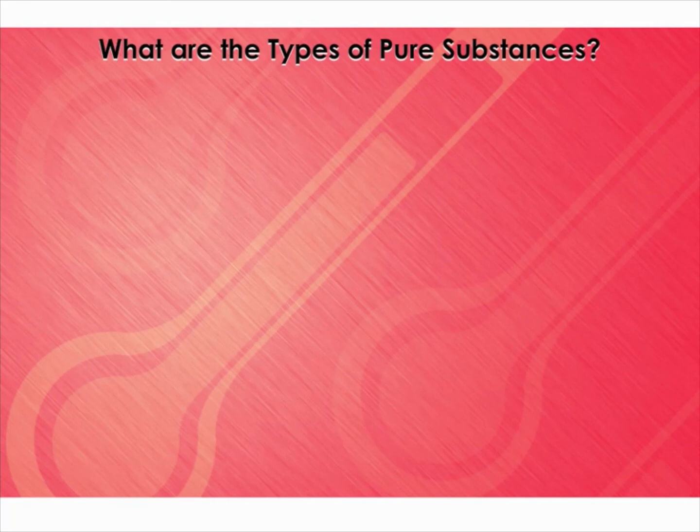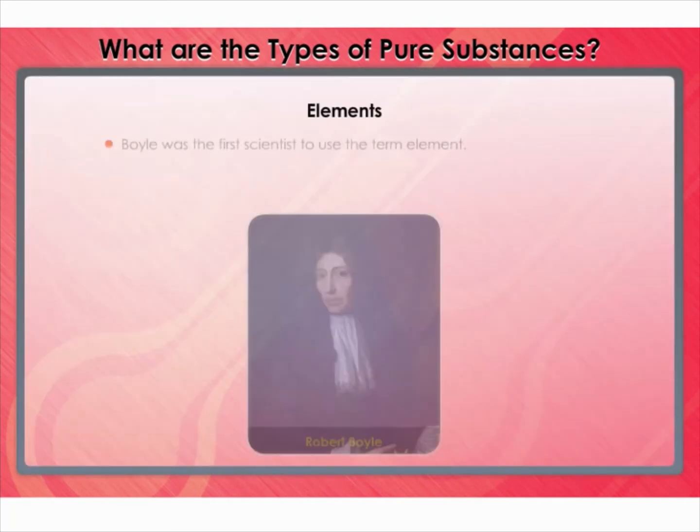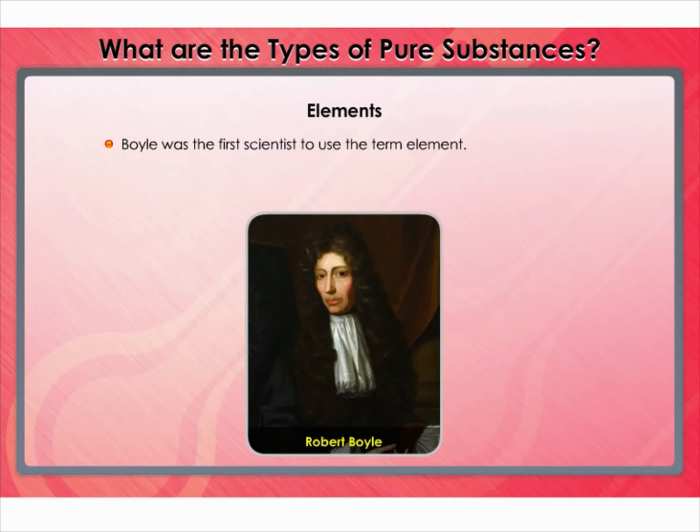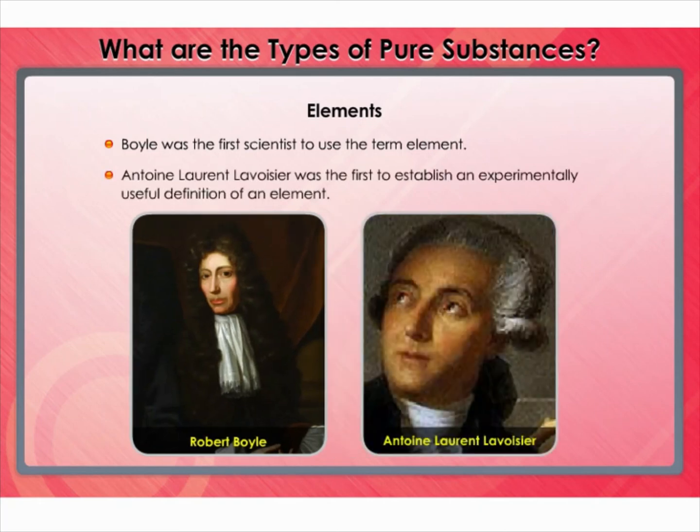On the basis of their chemical composition, substances can be classified either as elements or compounds. Robert Boyle was the first scientist to use the term element in 1661. Antoine Laurent Lavoisier, 1743–94, a French chemist, was the first to establish an experimentally useful definition of an element. He defined an element as a basic form of matter that cannot be broken down into simpler substances by chemical reactions.